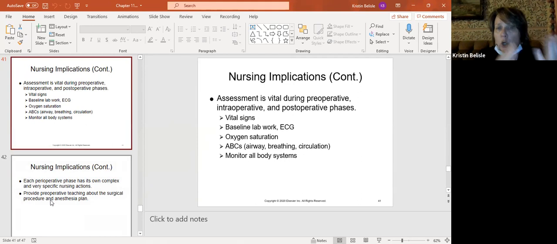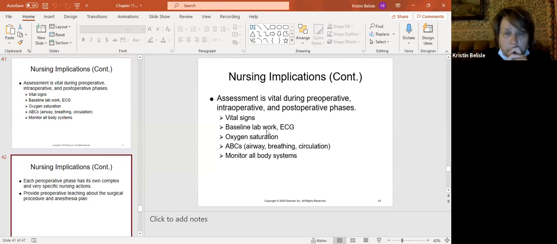Remember your ABCs: airway, breathing, circulation, the intra and the post-operative phases. Okay, and then monitor all your body systems. Are they making urine? What's the heart doing? What's the respiratory system doing? You know, what is everything doing? The neurological system, we need to know. Okay.